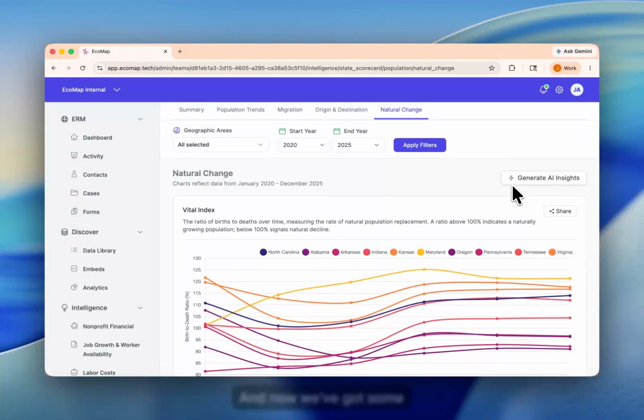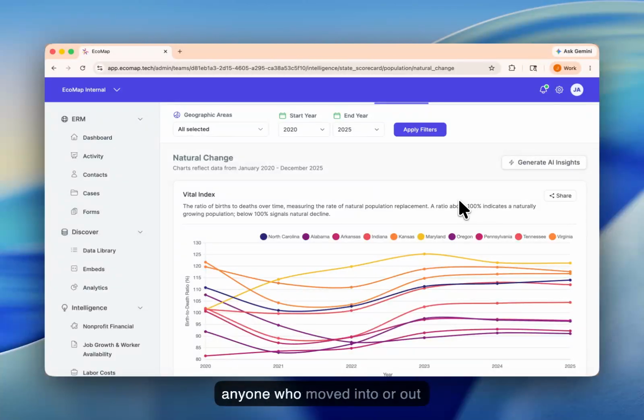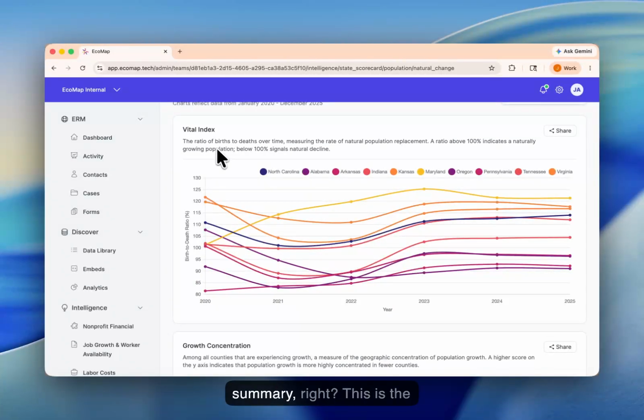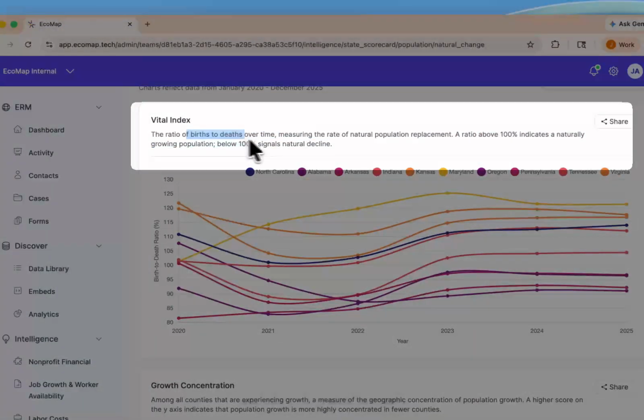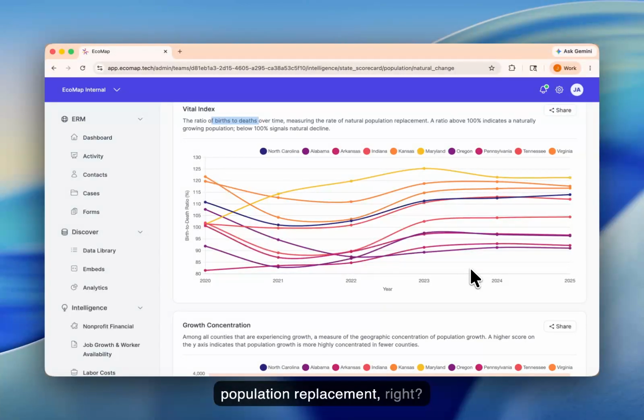Okay, and now we've got some charts all about natural change. Natural change is change in population and population spread when you subtract migration from those equations. So this is just how the population is changing from people getting older, from them dying, and from them being born. So it does not include anyone who moved into or out of the state in a given year. So we've got this vital index, again from the summary. This is the ratio of births to deaths, measuring what people call the rate of natural population replacement. Like for each person who dies, is there a baby being born?